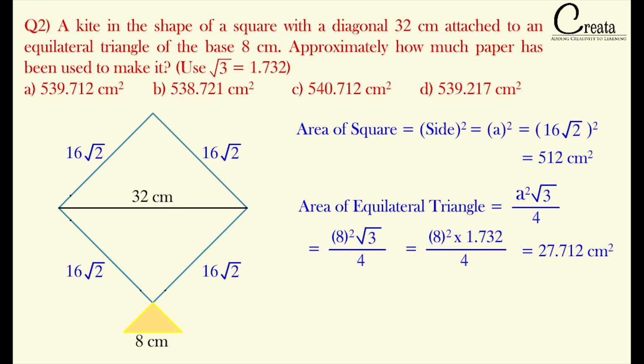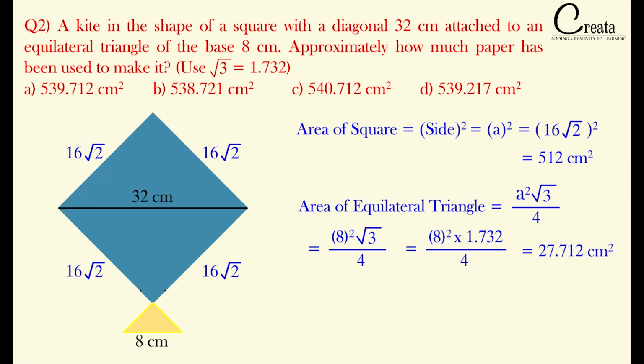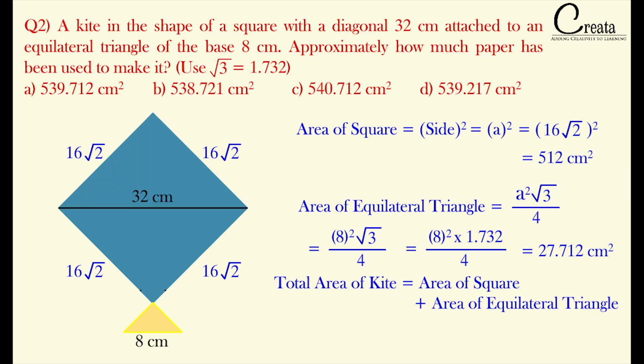But in the question we have to find the total paper used to form this kite. That is the area of the square plus the area of the equilateral triangle. Let's add both the areas. We got the final answer as 539.712 centimeter square. That is the answer of the question. Okay, got it?